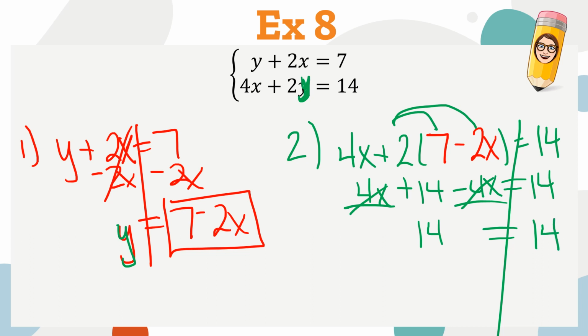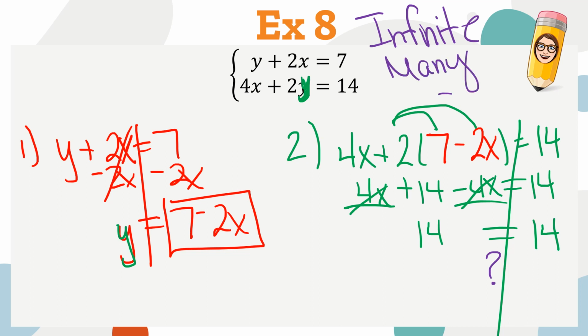14 and 14. Oh, does 14 equal 14? Yes, that's true. So we have infinitely many solutions. It works out. Infinitely many solutions. We're good to go.